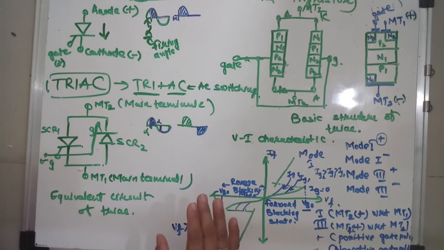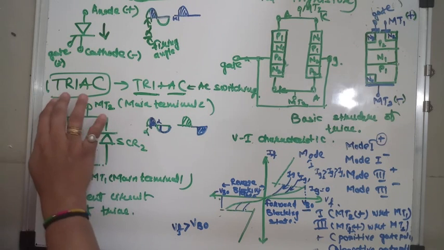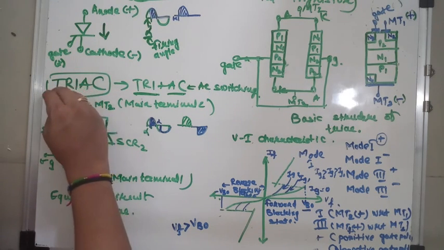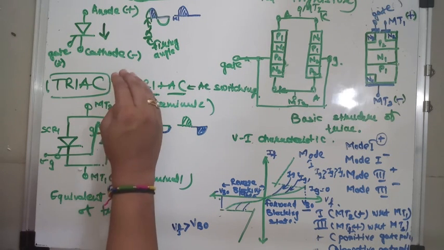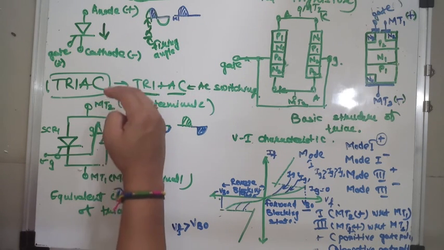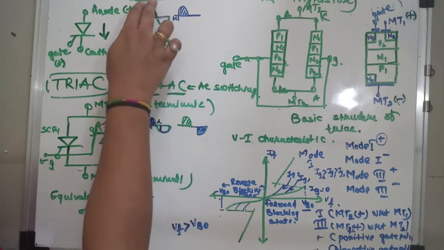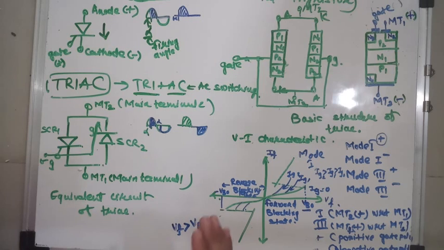So the triac is a triode bidirectional thyristor. The name triac is abbreviated from tri plus AC. Tri means having three terminals: gate, and instead of anode and cathode, main terminal 1 and main terminal 2. Tri is from triode, and AC means it can be used as an AC switch. The triac is the most widely used device to control AC loads.